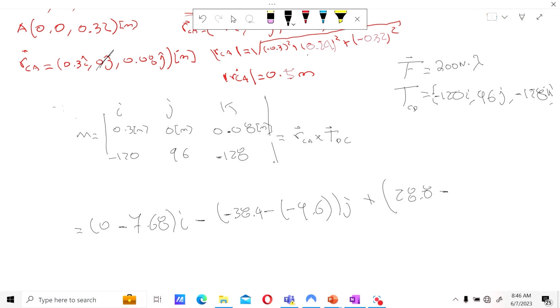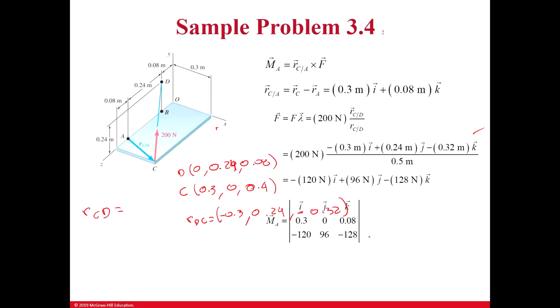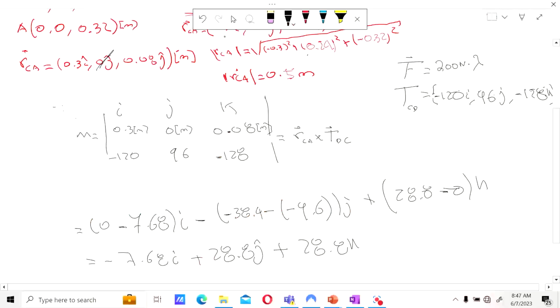Minus 0. Okay, so this is negative 7.68 in I, and this is negative 38.4 minus negative 9.6, is negative 28.8 times minus is plus 28.8 in J plus 28.8. Okay, is that true? Let's check. Yes, negative 7.68, 28.8, 28.8.